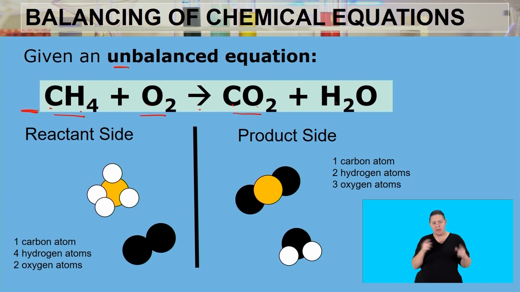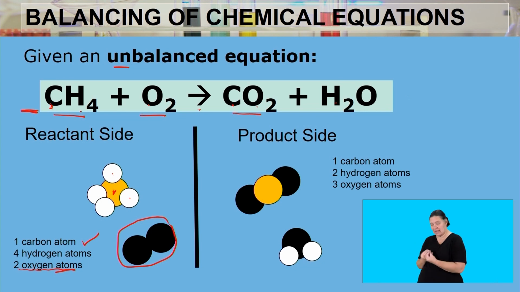What about now the number? Let's check the number. On the reactants, we have 1 carbon, which is denoted by that yellow circle there. We have 4 hydrogens that are chemically bonded to the carbon. So we have 1, 2, 3, 4. We also have 2 oxygen atoms that are chemically bonded to form 1 molecule of oxygen. That's on the left-hand side, the reactant side.